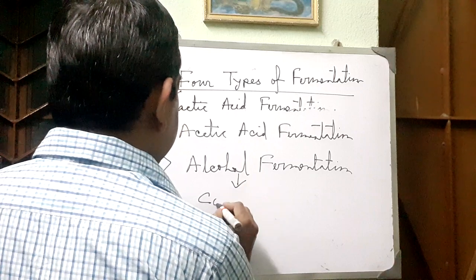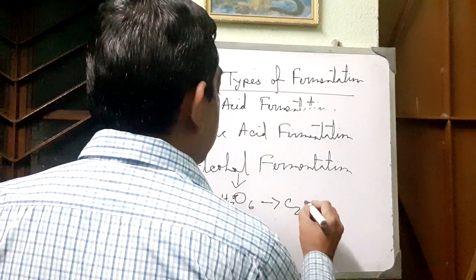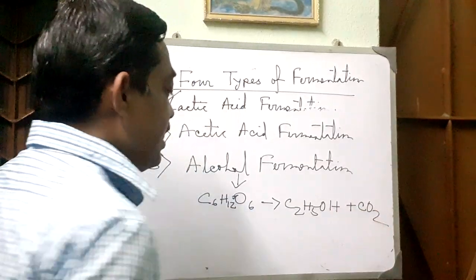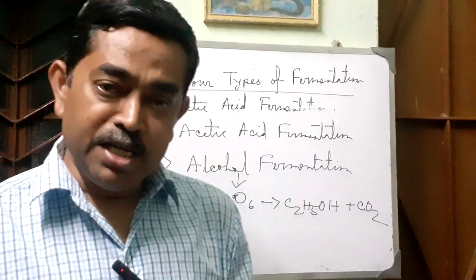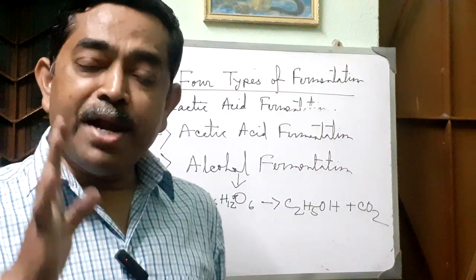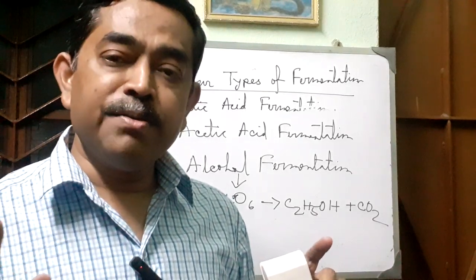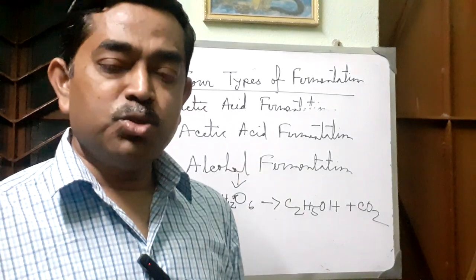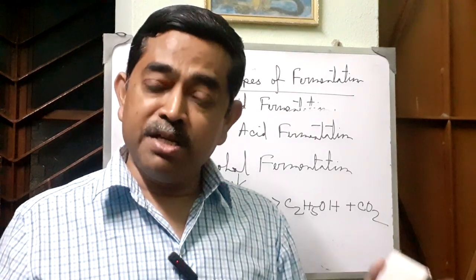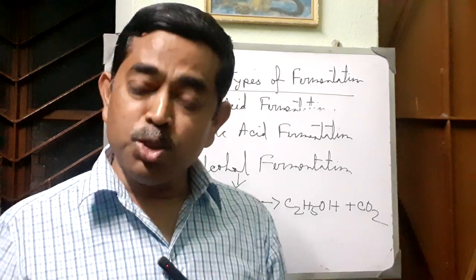Alcohol fermentation: the same glucose, C6H12O6, will be converted into C2H5OH, ethanol, and CO2. In the case of bread, baker's yeast like Saccharomyces cerevisiae also converts the glucose into ethanol and CO2. In beer and wine production, this type of alcohol fermentation happens. In beer production, generally Saccharomyces cerevisiae and Saccharomyces carlsbergensis are used. In production of wine, generally Saccharomyces ellipsoideus is used.